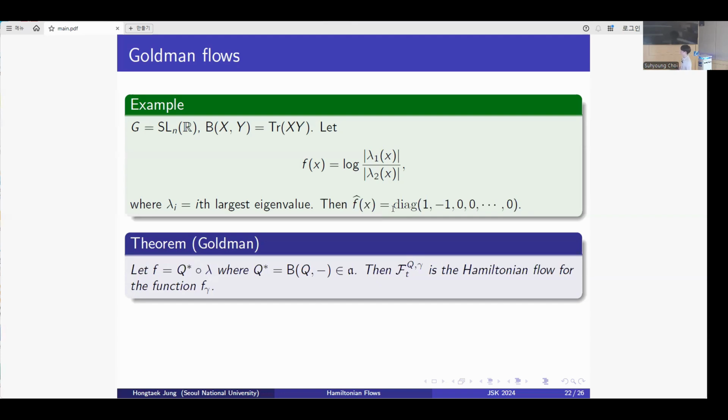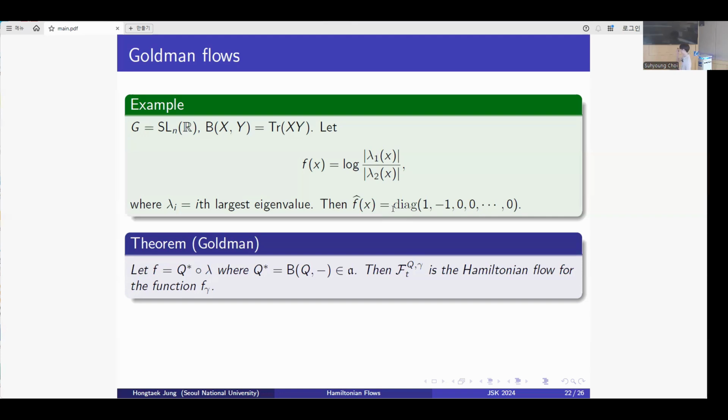So we choose a Q when you define the Goldman flow, and you choose an essential simple closed curve gamma. We choose these two when you define the Goldman flow. And then the Goldman flow is the Hamiltonian flow for the following Hamiltonian function, where this f of gamma is here, and f is defined as follows. So this is a Q star, where Q star is the dual of Q, and this is an element of the Cartan subalgebra, and lambda was the Jordan projection.